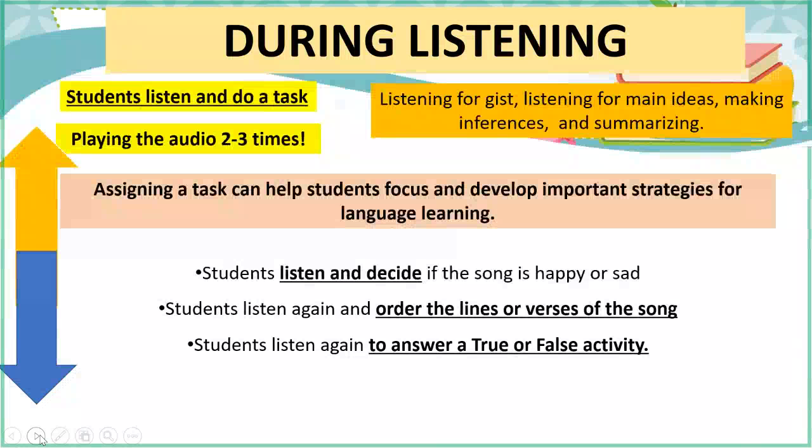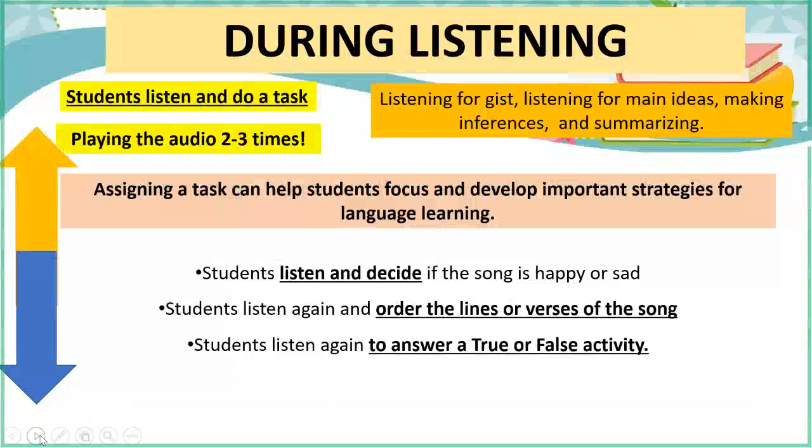So for example, here the teacher put some activities. In the first listening, students listen and decide if the song is happy or sad. That is the first listening. And then the second listening, students listen again and order the lines or verses of the song, right? And in the third listening, students listen again to answer a true or false activity.